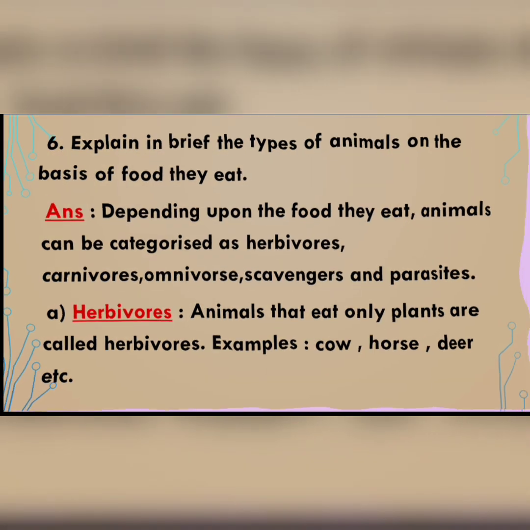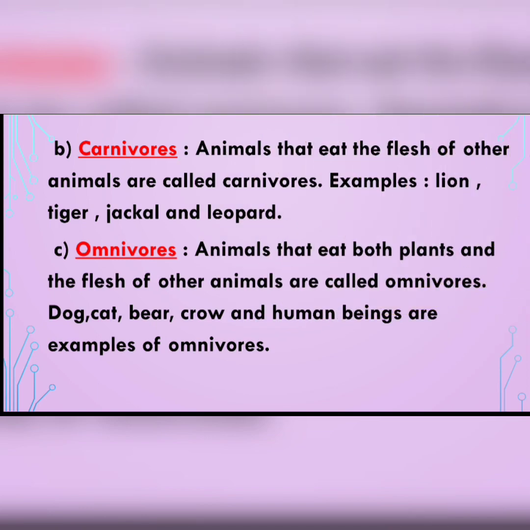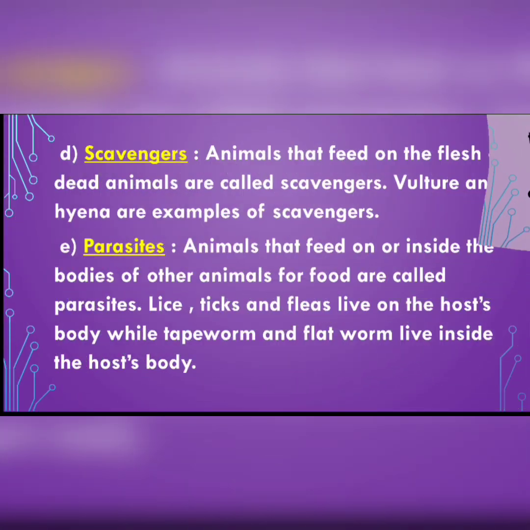Yes. Next, coming to carnivores. Animals that eat the flesh of other animals are called carnivores. Example: lion, tiger, jackal and leopard. Then the third one, omnivores. Animals that eat both plants and the flesh of other animals are called omnivores. Dog, cat, bear, crow and human beings are examples of omnivores. Yes, and there are more too.